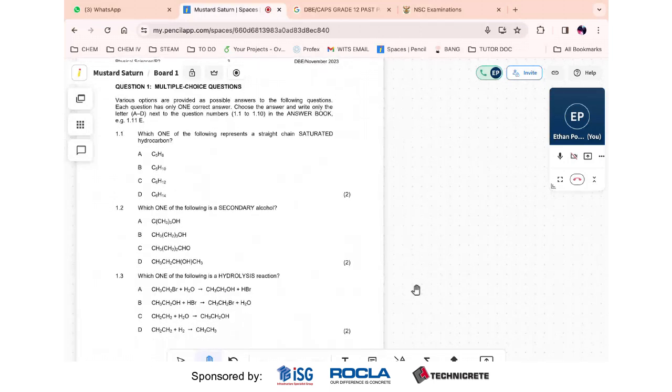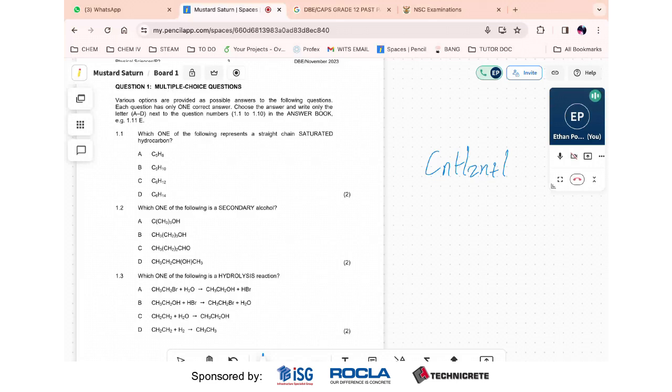So, diving straight into the multiple choice section, question 1. Which one of the following represents a straight chain saturated hydrocarbon? To answer this question, you can draw each answer out and see which one it is, but there is also a really quick formula, CnH2n plus 1, that allows you to quickly check if it is a saturated hydrocarbon.